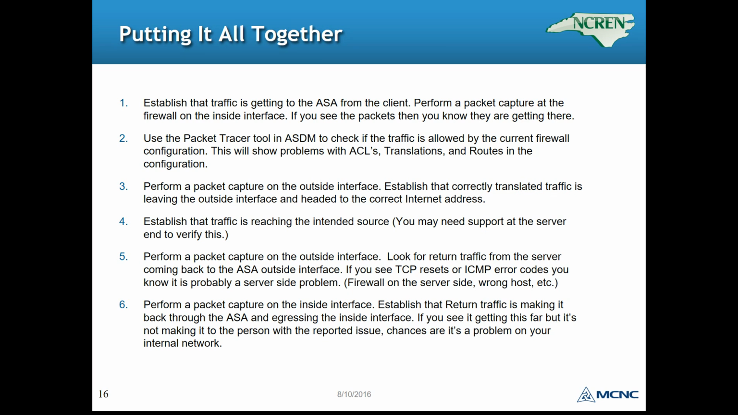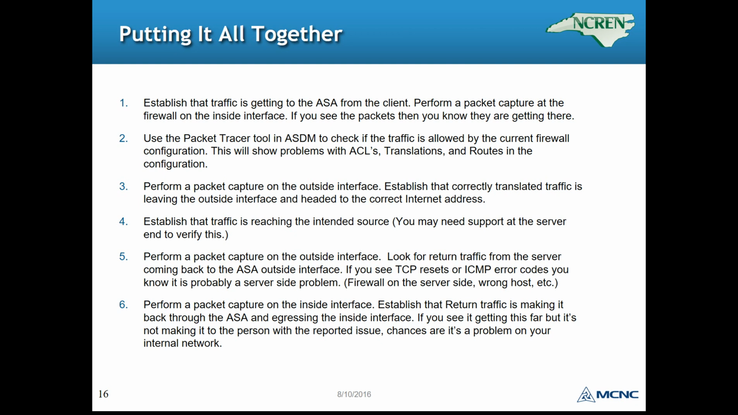Then the next thing I would do is use the packet tracer tool in the ASDM to check if traffic is allowed by the current firewall configuration. By executing that command in packet tracer like we did in our example, it will show you problems you may have in your configuration, such as not having the right ACLs, translations, or routes. It does that by simulating traffic flow through the firewall, and it'll show you if you have any problems, and if you do, where exactly they are.